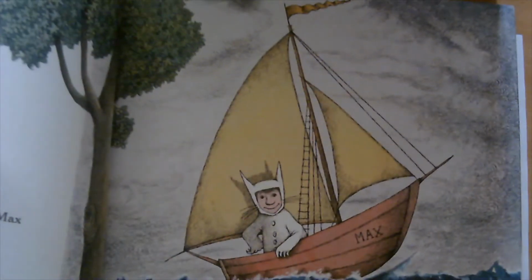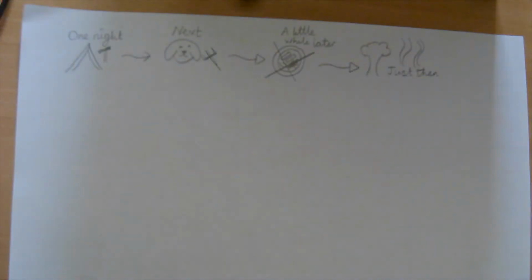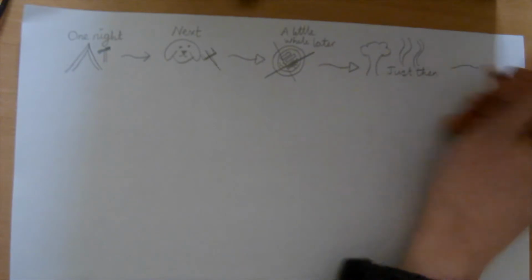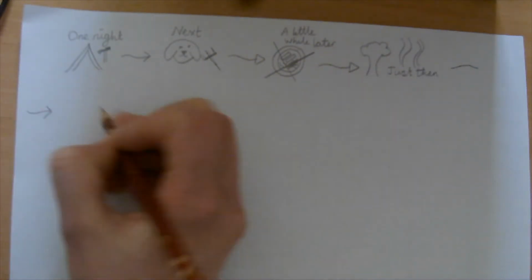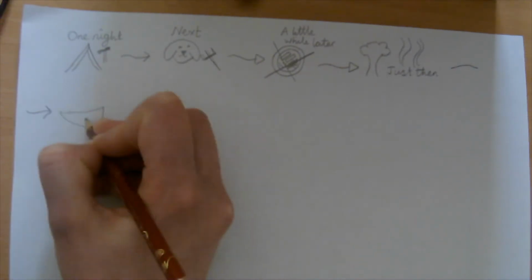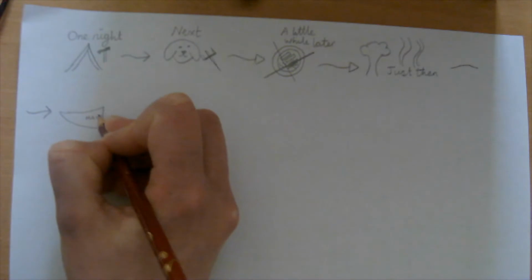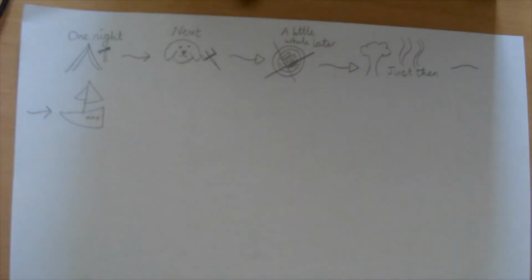Now this is the next part of the story. So we can draw Max sailing on his boat. I'm going to do it down here. Put his name on it because it's his private boat. There we go.